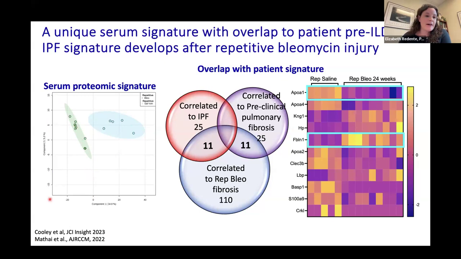And you can see just looking at a PCA plot, essentially that the overall proteomic signature between these two groups is quite different. But we had a lot of overlap with the patient signals that Susan was able to find and publish in her paper. And so 11 of our proteins correlated to 25 of their direct IPF-related proteins. And we had an additional 11 proteins that correlated to their preclinical pulmonary fibrosis proteins. And one I'd really like to highlight is fibulin 1, where in patients, there's been shown to be a correlation between increased fibulin 1 in the serum and disease progression. So it's really fantastic to have a model where we're seeing multiple ways to use this model and multiple correlations to human disease.